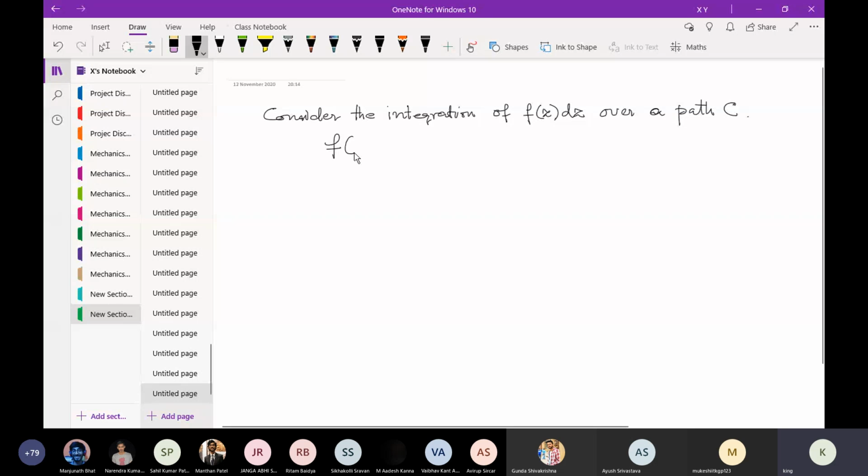Now, how do we define f(z)? f(z) actually has two parts: a real part, u, which is a function of x and y, plus an imaginary part, iv, where v again is a function of x and y. And z is equal to x plus iy.